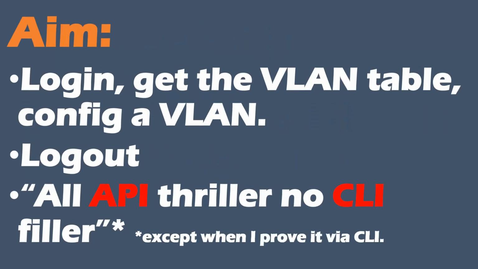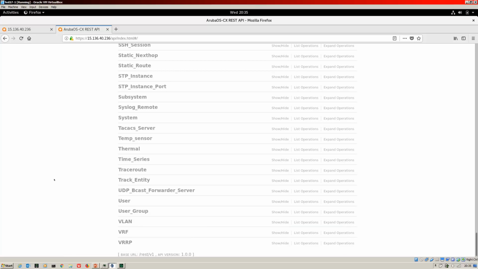Here's the aim for the script. Log in, get the VLAN table, configure a VLAN, and then log out. It's going to be all API thriller and no CLI filler, except for when I prove it to you via the CLI. Here I am on the Swagger UI of an Aruba 8400.